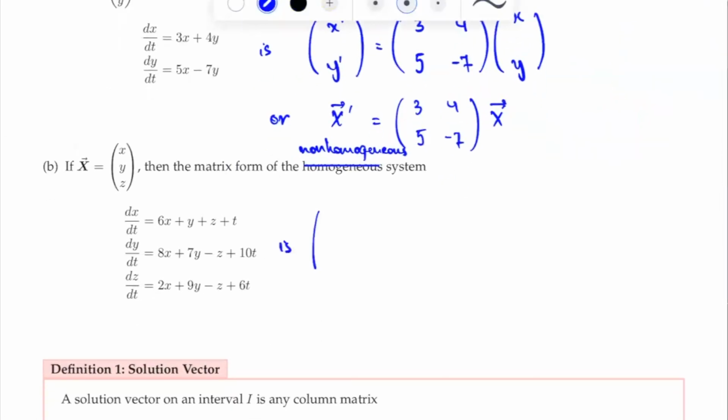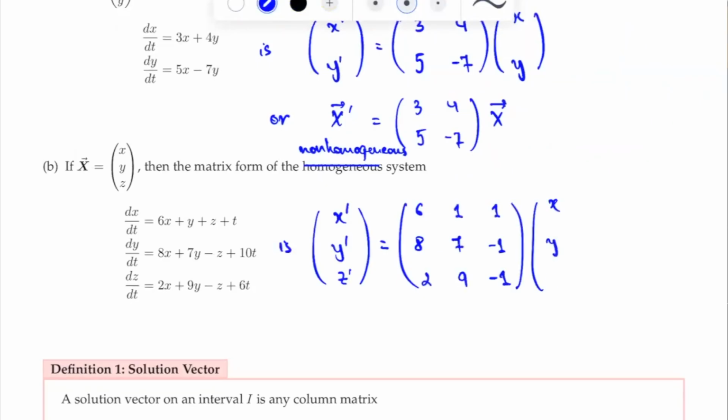We're going to rewrite the system into a matrix vector form. So this is going to be x prime, y prime, z prime equal to the coefficient matrix 6, 1, 1, 8, 7, negative 1, 2, 9, negative 1 times x, y, z. Now remember, this system is non-homogeneous, so you have an extra vector for the forcing term, plus t, 10t, 6t.